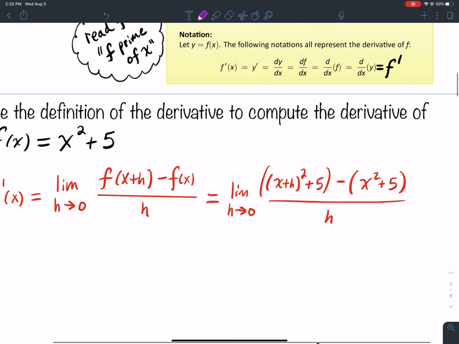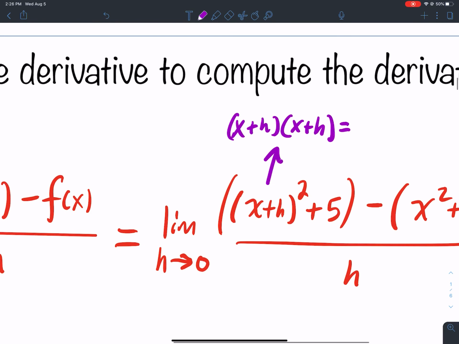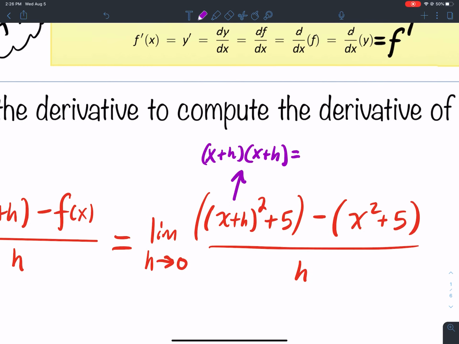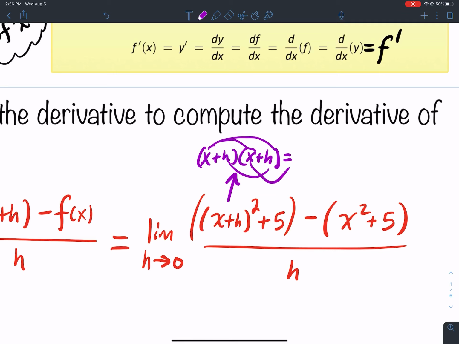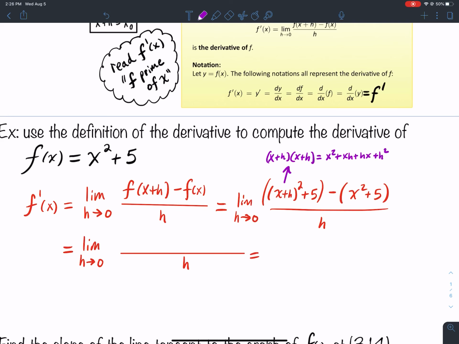The next part that's a little challenging is multiplying it out. But when you are not sure how to multiply it out, just write it out. This squared tells me to write it twice. And so I use FOIL here, first, outer, inner, last. And when I multiply that out, I get x squared plus xh plus hx plus h squared. Now, hx and xh, I can combine those to get 2xh, right? And so let's do that. Let's work through this. So I'm going to replace this piece with that. Okay. And then what about what's going on here? Well, the negative distributes to each piece in here, so this becomes negative x squared and then minus 5.